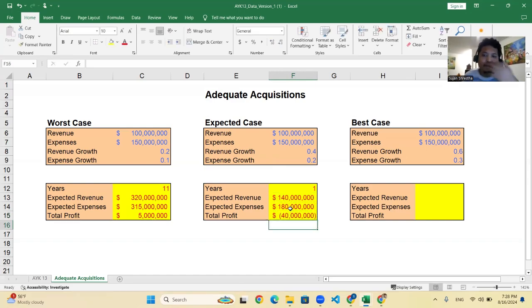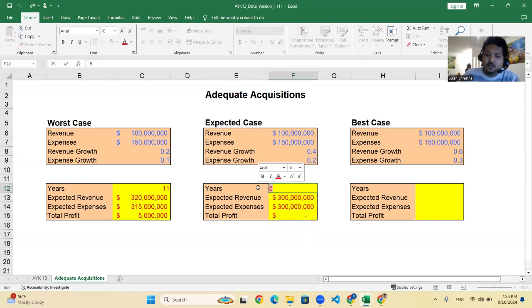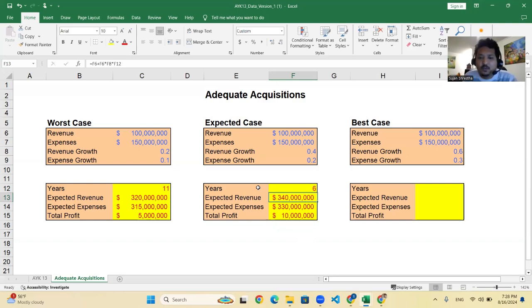So we get negative profit. In the first year we didn't get any profit. Let's say 5. Okay, boom. After 5 years, this is the break-even point, and after the break-even point, in the 6th year, we can get profit from that company. Similarly, for the best case scenario, we have revenue growth 0.6 and expenses growth is 0.3.